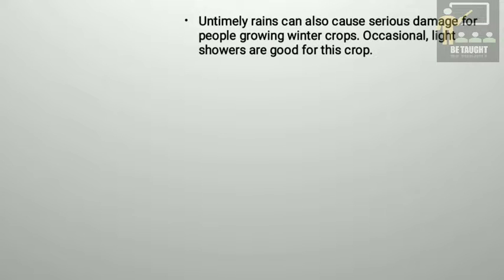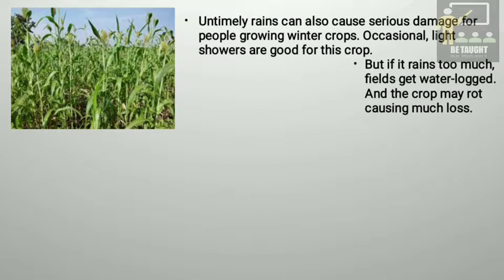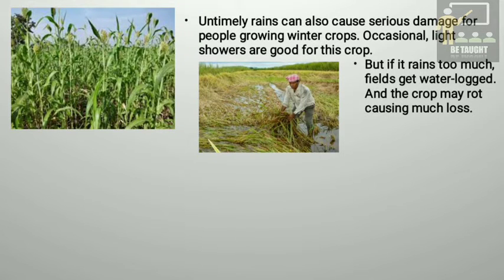Untimely rains can also cause serious damage for people growing winter crops. Occasional light showers are good for this crop. But if it rains too much, fields get waterlogged and the crop may rot, causing much loss.